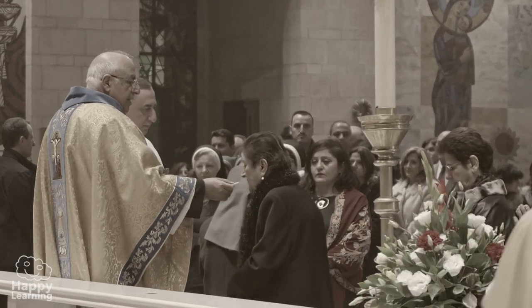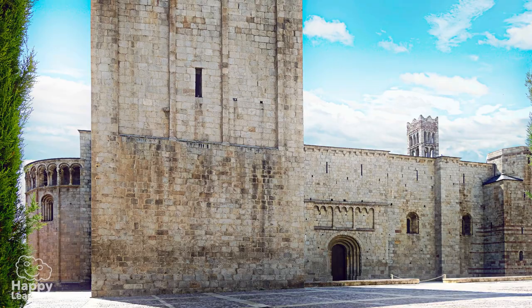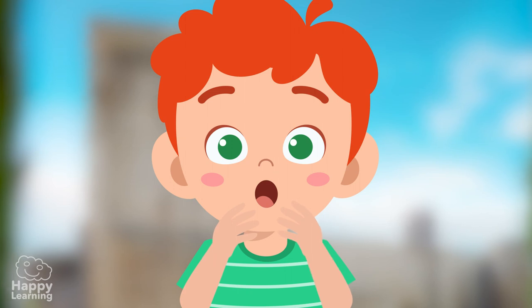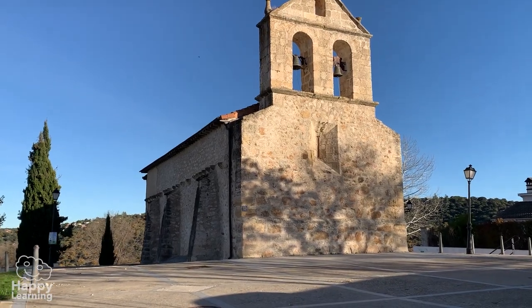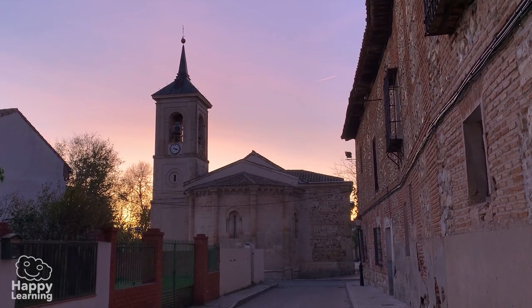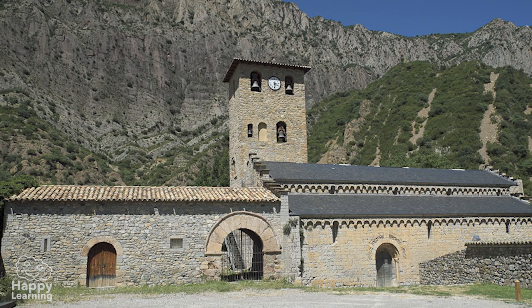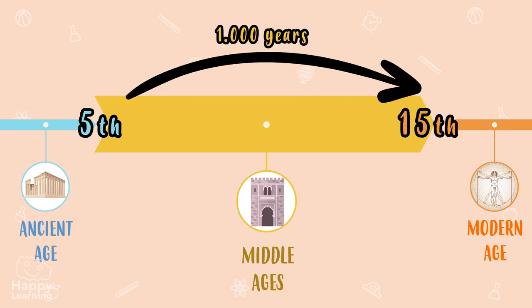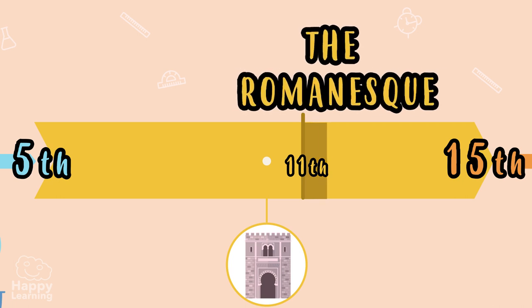Religion was in painting, in sculpture, and above all, in the architecture. Many churches and monasteries were built, both in the cities and in the countryside. The Middle Ages were very long, lasting 1,000 years. But it wasn't until the 11th century when the Romanesque style appeared, which ended in the 12th century.